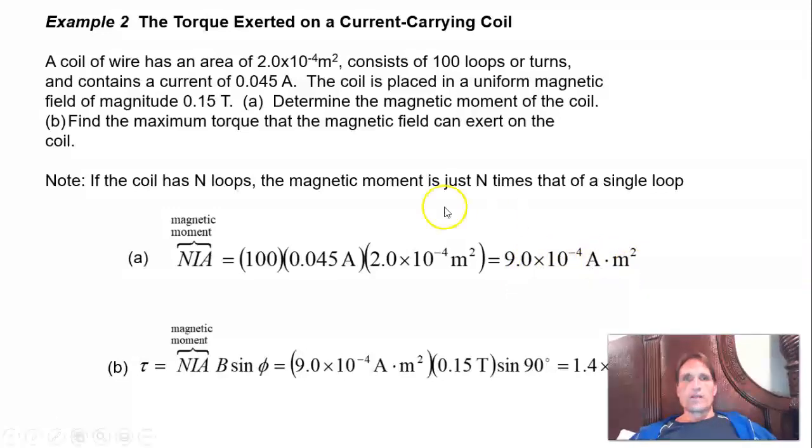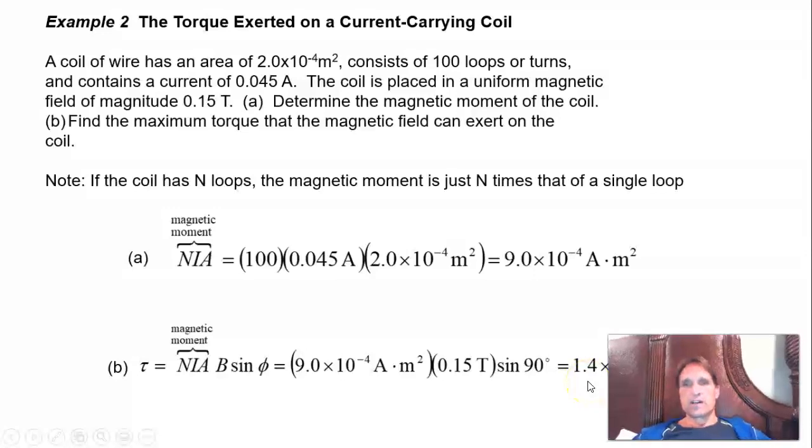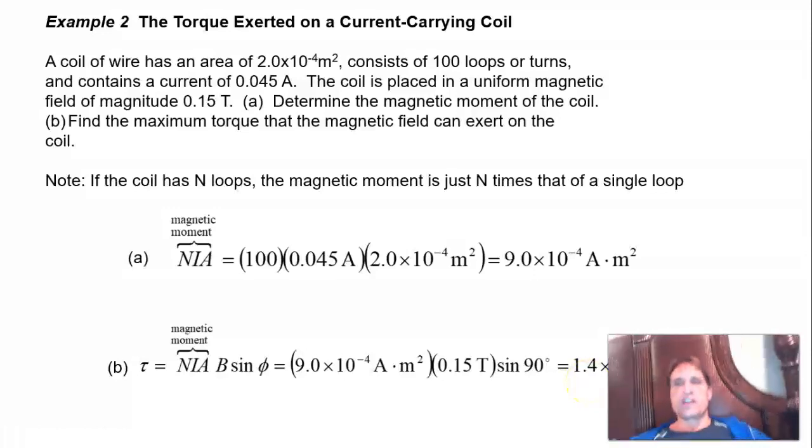If we want to find the maximum torque that the field exerts on the loop, the maximum torque is when the angle is 90 degrees. So we set sine of 90 to 1. And we plug in the magnetic field, it's 0.15 Tesla, and we multiply that by the dipole moment, and we get the maximum torque is 1.4 times 10 to the negative 4 meters.